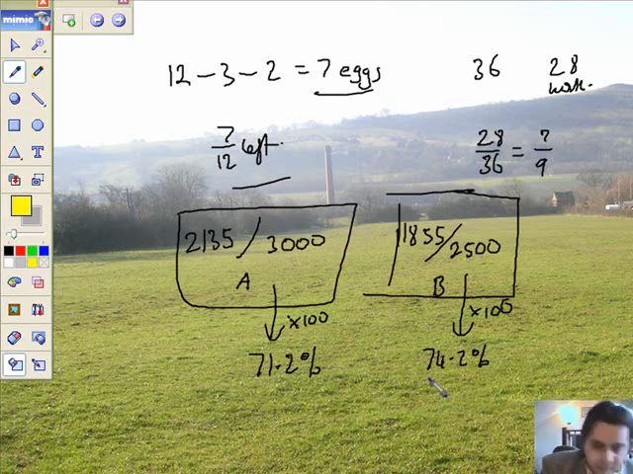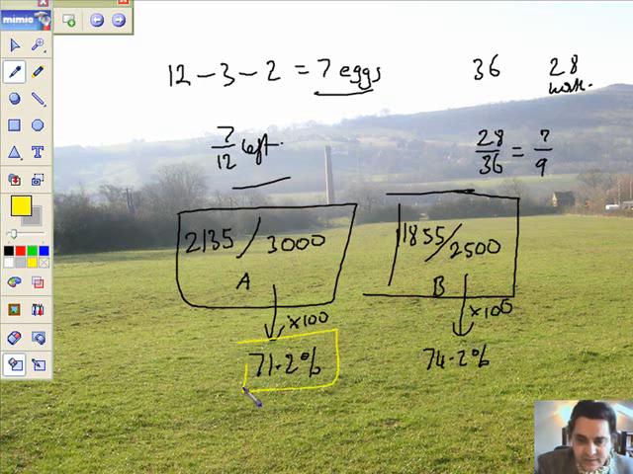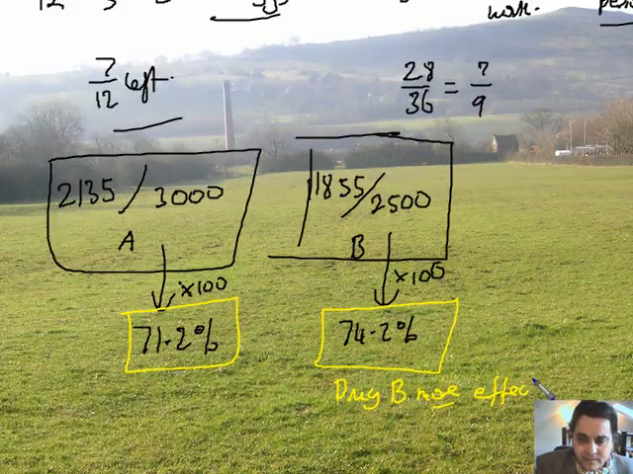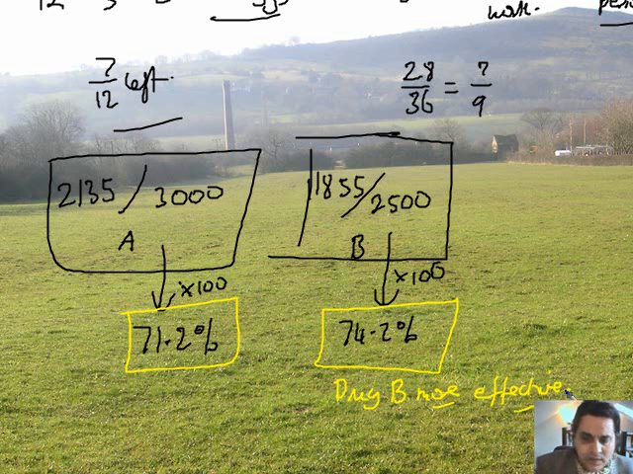Therefore, which drug appears to be more effective? Now, we've got the evidence there, but you have to use some English words. So, drug B, more effective. Alright, nice and easy.